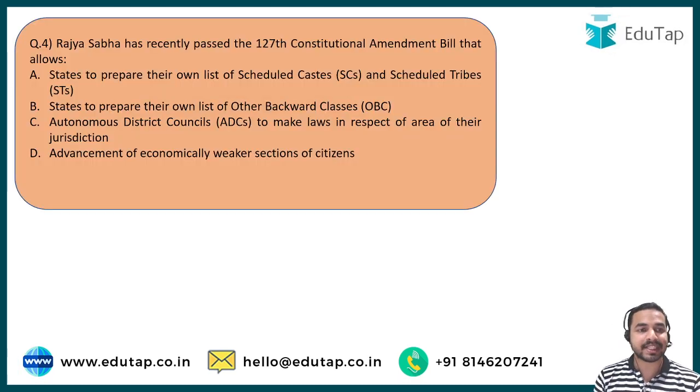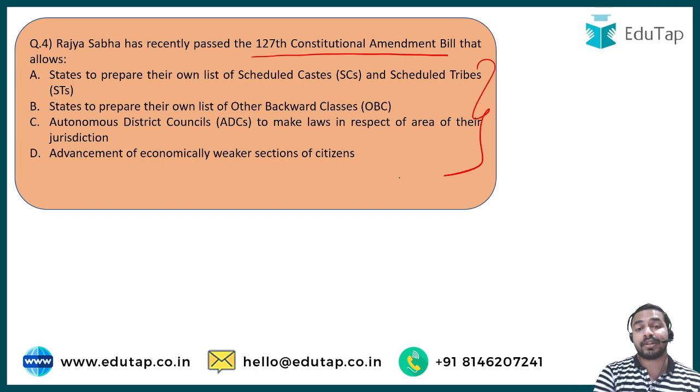So the next question is, Rajya Sabha has recently passed the 127th constitutional amendment bill that allows. Here you are required to tell me which one of the following statements is correct as per the 127th constitutional amendment: whether it allows the states to prepare their own list of scheduled castes and scheduled tribes, or it allows the states to prepare their own list of other backward classes, or it allows the autonomous district councils to make laws in respect of their area of jurisdiction, or it allows the advancement of economically weaker sections of the citizens.